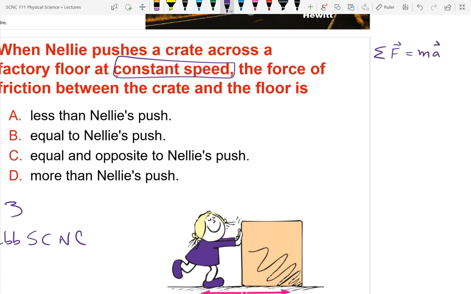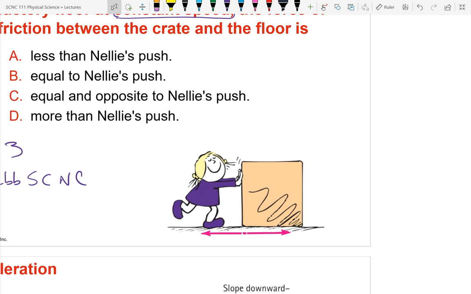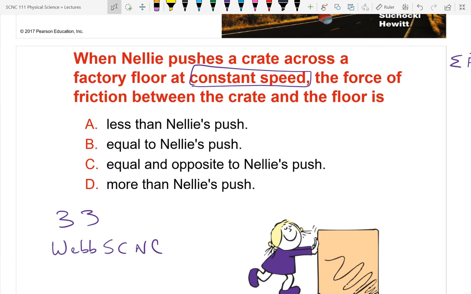Now, when we're going to do a problem like this, we always draw what we call a free body diagram. A free body diagram is a diagram that shows the object we're interested in. So in this problem, what object are we interested in? The answer is the crate, because we have the friction acting on the crate, we have Nellie acting on the crate, and we're asking to compare those two. Since those two forces are both acting on the crate, our object of interest is the crate. That's the first difficulty with a free body diagram: determining which object you're interested in.